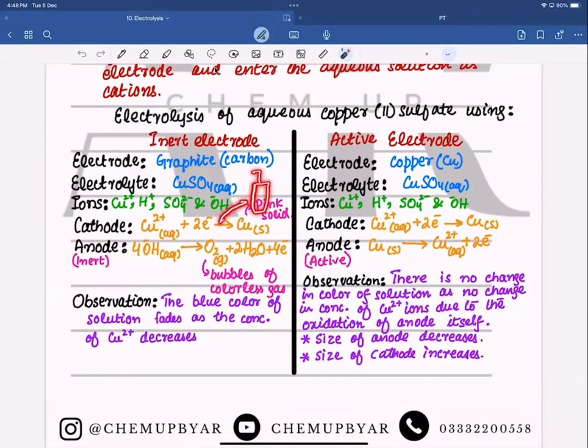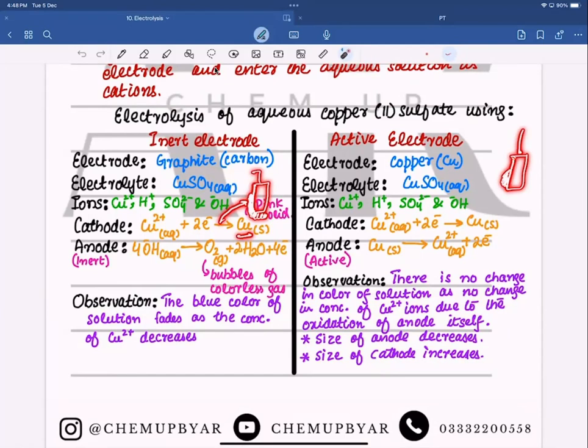So when the copper forms, it is visible that a pink solid is getting deposited over here. But here initially it's copper, so it is already pink. If again copper deposits, you are not going to observe a visible change. So that's why we are not going to write that pink solid is depositing, because it is already solid.